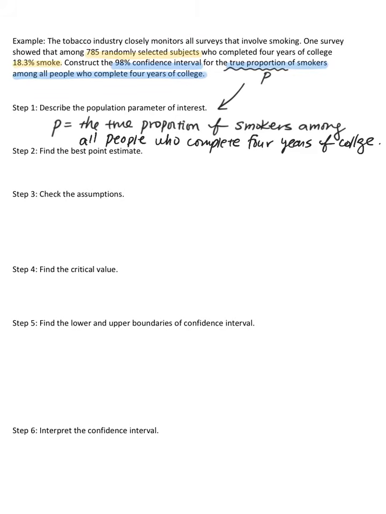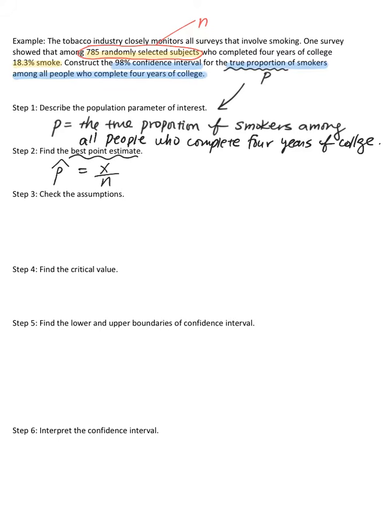Step 2, find the best point estimate. It's going to be P hat. We usually use X over N to figure out P hat. Let's see if we can find N. Well, it's right here: 785 randomly selected subjects. So that's going to be our N. Now, X is going to be the number of people in our sample who smoke.